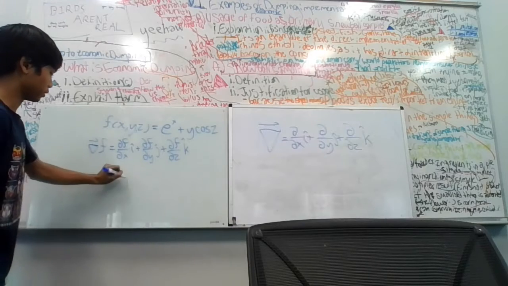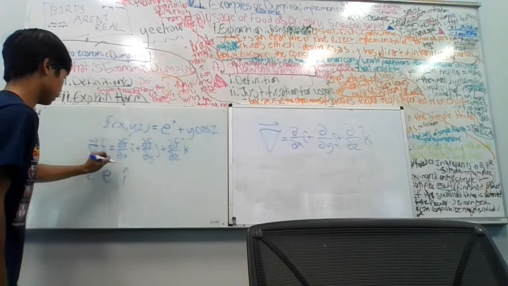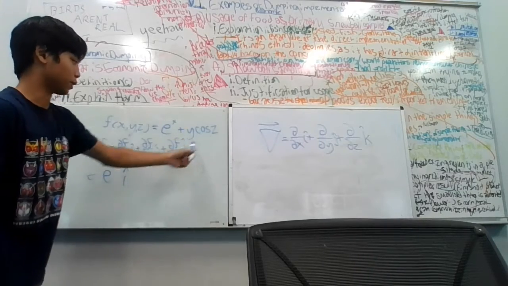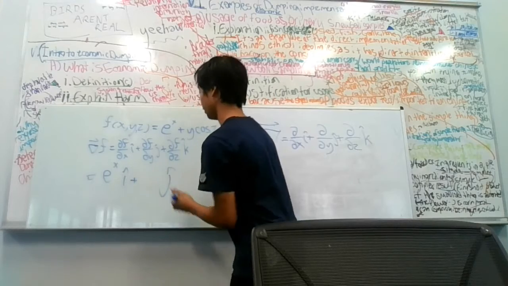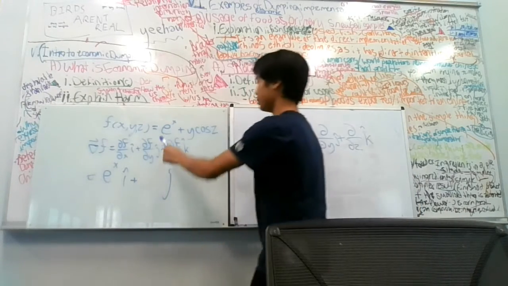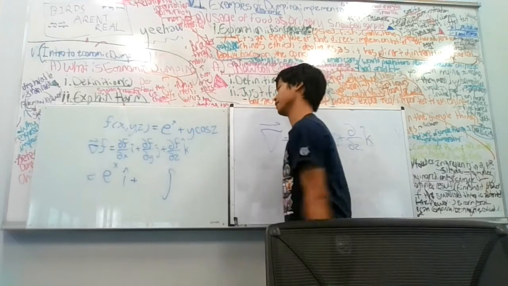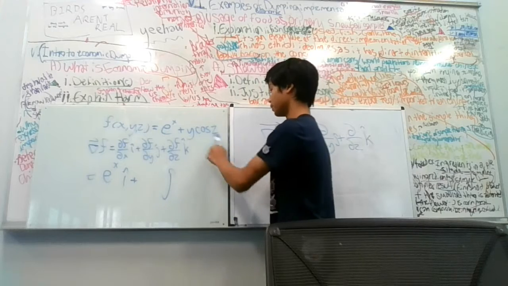If we were to compute this, let's start with our i component. e to the x derived in terms of x is just e to the x. This stuff is a constant, so it stops existing. If we move on to the j component, we'll be deriving in terms of y. e to the x is a constant, so it stops existing. Now we're worried about y cosine z. Cosine z is a constant.